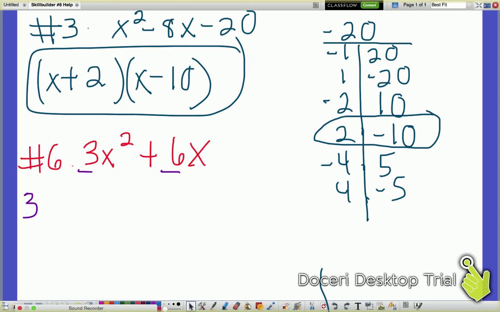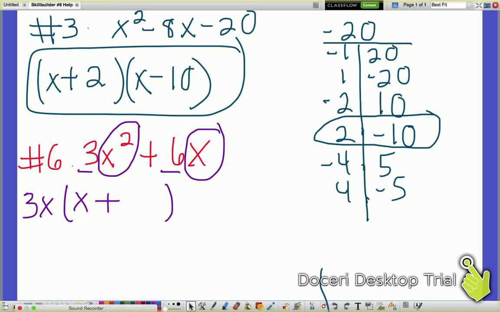Okay, so my next step is to look at my variables. I have x squared and I have x. So I have 2 x's and I have 1 x. Well, the highest I can take out is just 1 x. Then what I'm left with is going to go into the parentheses. So if I take a 3x out of 3x squared, I'm left with just x. And I take 3x out of 6x, I am left with 2. Okay, that is my factored expression.